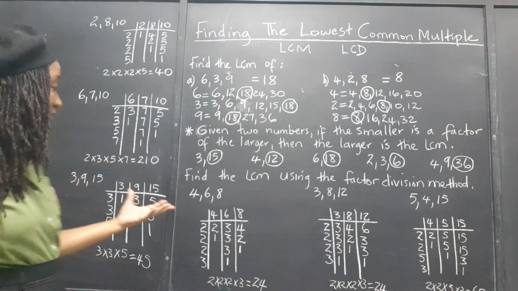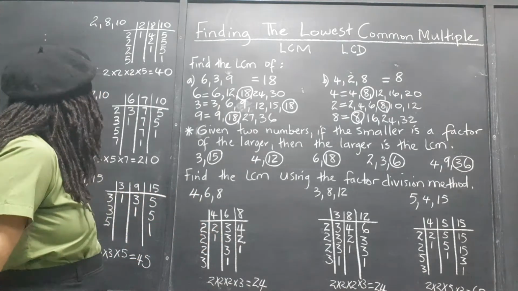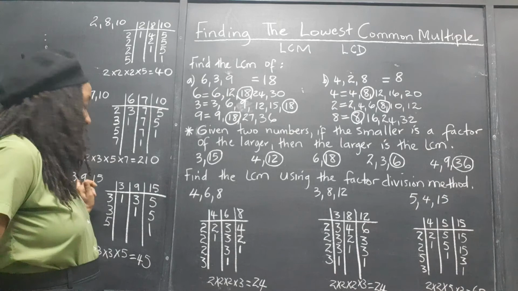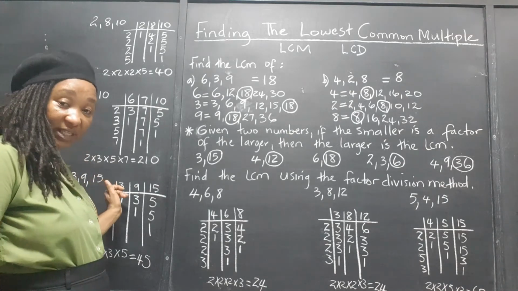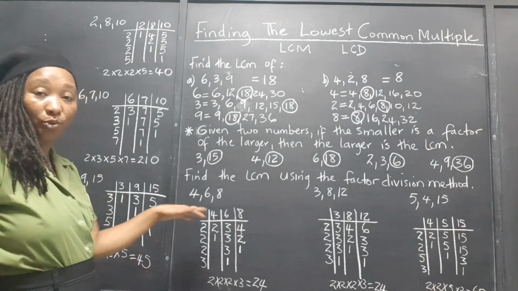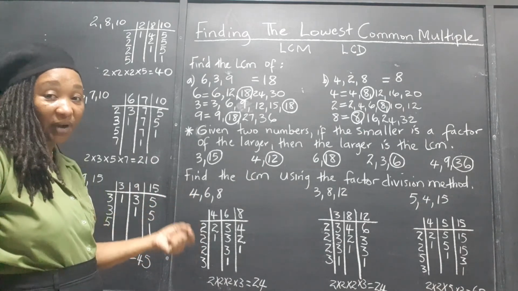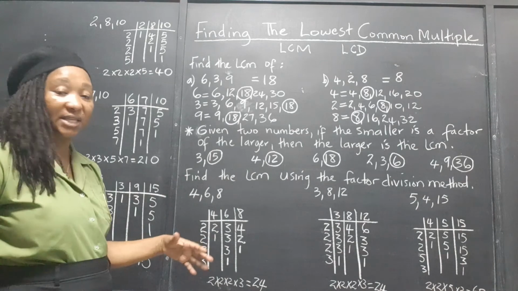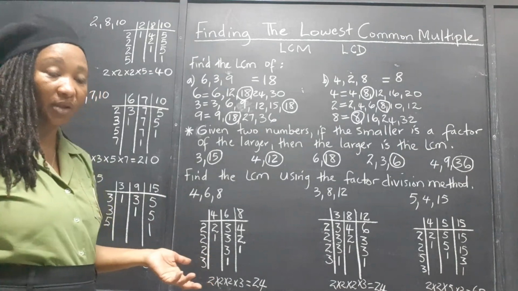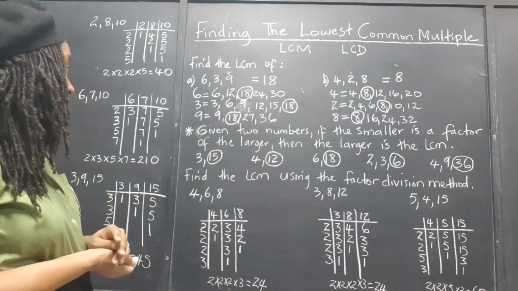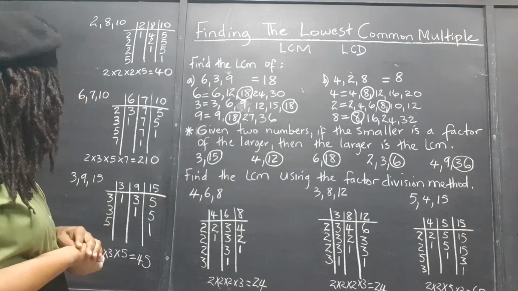So if you were adding fractions and one of them had 3 in the denominator, one of them had 9, one of them had 15, 45 would be what you put under the line if you were adding or subtracting fractions. That's how the LCM comes in handy, right? Finding the least common multiple, least common denominator.